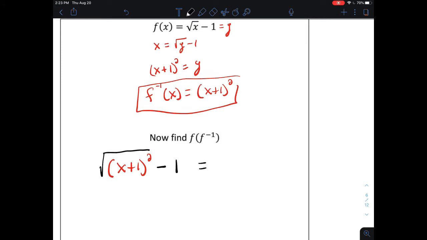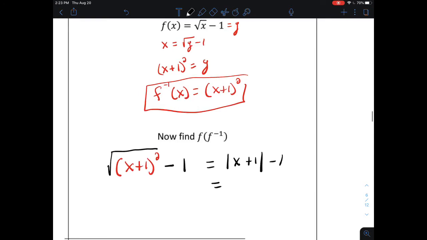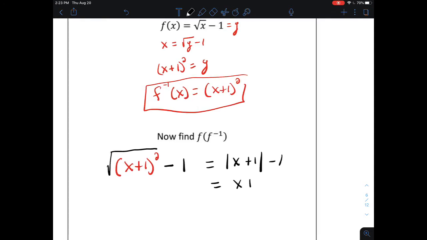Well, I take the square root of x plus 1 to the second power. That is going to make the absolute value of x plus 1 minus 1. Now, in context of this particular problem, we're trying to see what happens when we totally simplify this thing down. I'm going to take out the absolute value because we're not specifying a domain, and this problem would reduce all the way down to just x.